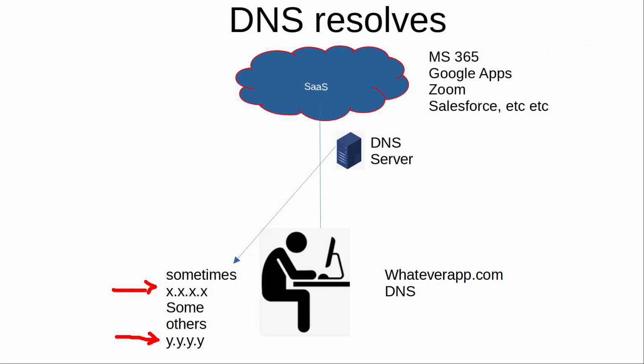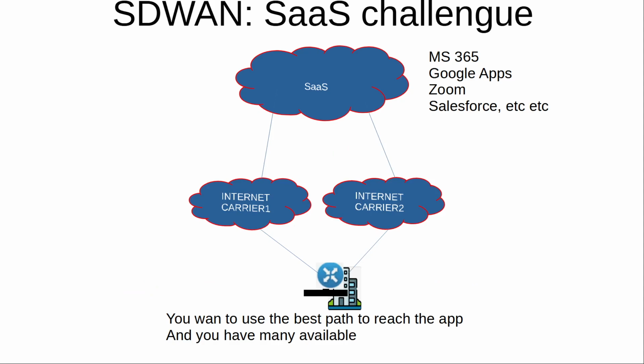So this represents a challenge when using SD-WAN, because let's take an example. For instance, let's have this branch office connected to two different internet carriers, and you enable here direct internet access. So you're letting these users connect to a SaaS application using the local internet connections. In this case, you will have two paths in order to reach these applications, and you might want to use the best path available in order to reach the SaaS applications.